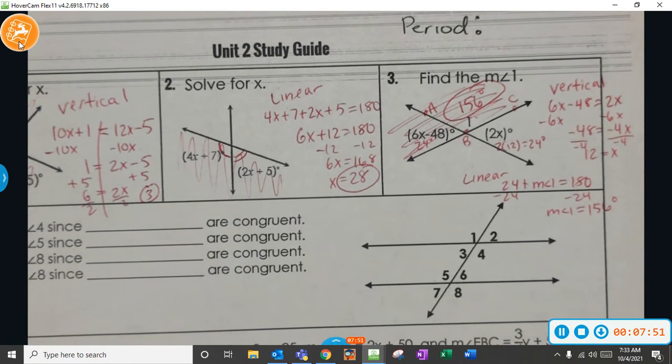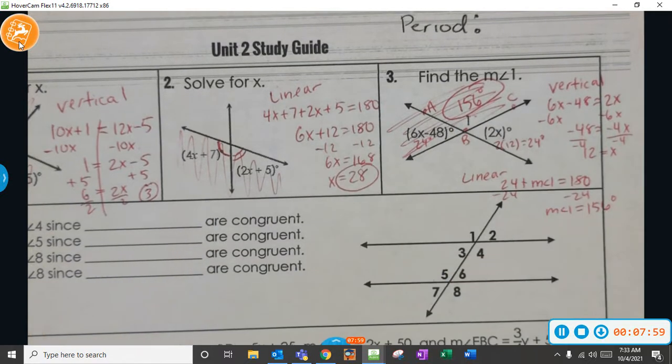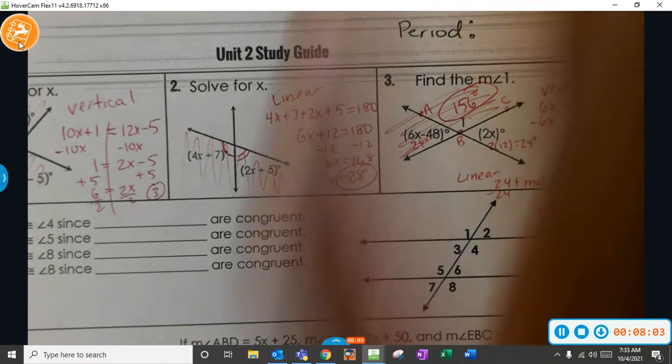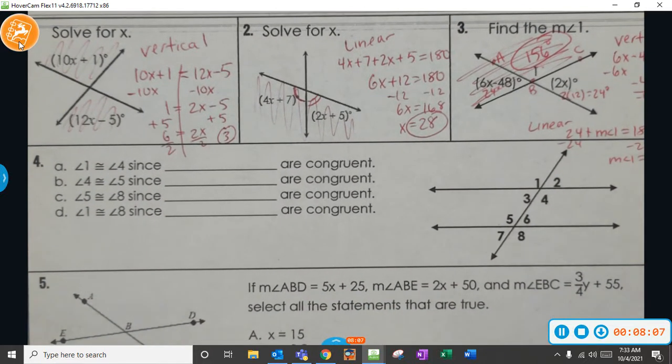Alright, so the angle relationships, vertical, linear, vertical in this case, help us to know how to set the equation up. You're not always setting it equal to 180. It just depends on what kind of angle relationships the two things that have the variable in them are. Then it's super important for this unit that you can recognize the angle relationships from a picture.